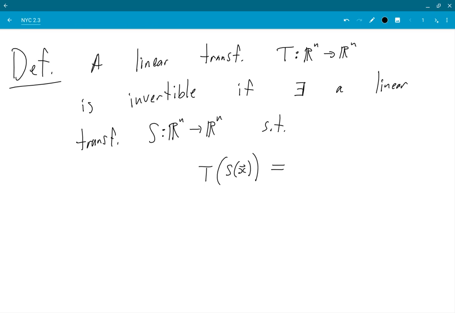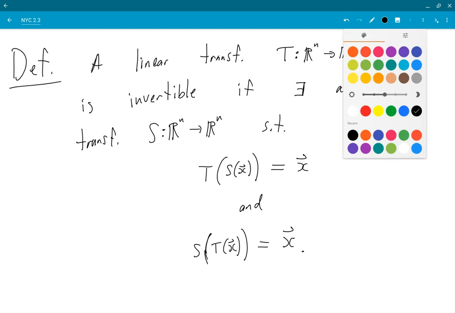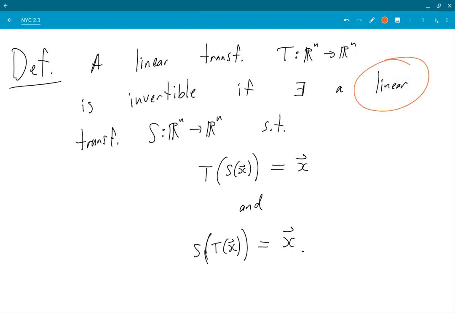Okay, so what that means is that if you take a vector x, apply S, and then afterwards apply T, you come back to where you started. And the other way around. We require both of these. Small question in my head about whether I need this word linear or whether it's redundant, but I'll leave it there for now and fix it if need be in the next video.